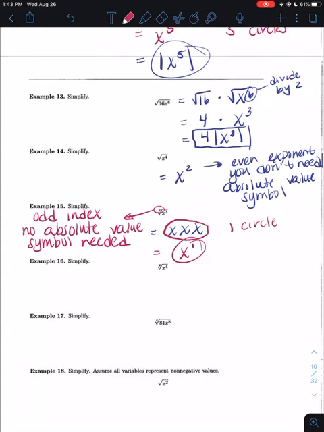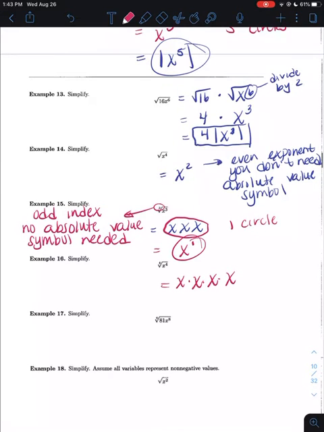All right, what about x to the 4th? Same thing. I'm going to write this x times x times x times x. So I have one group of 4. So that's one circle. So since I have one circle, this is x to the 1st power.